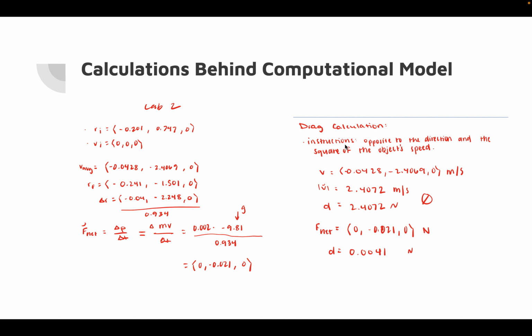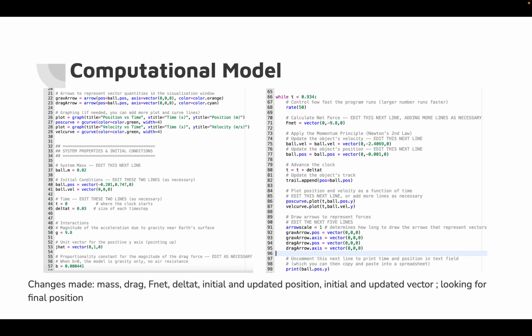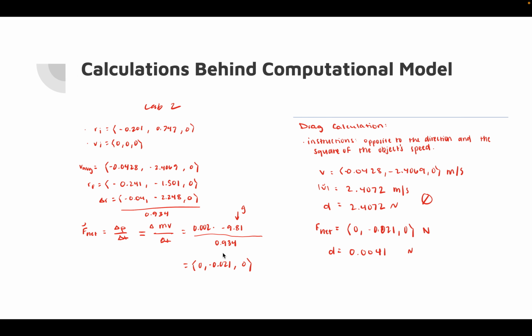And the first one, the instructions were that it was opposite to the direction and the square of the object's speed. And I tried to do this with velocity, and it gave me a drag value that really threw off the computational model. So I tried to do the same thing with FNet, and I got this result, and it gave me much better results in the computational model. And here are some other calculations, such as the velocity we plugged in, FNet, the initial and final position, etc.